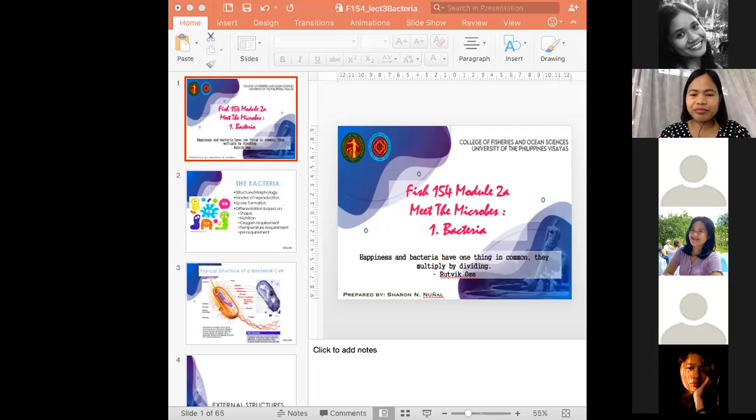So, can you relate with this one? Who can elaborate this before we go into the real micro topic? Happiness and bacteria have one thing in common. They multiply by dividing. So your happiness will multiply if you share it. That's how I interpret it.